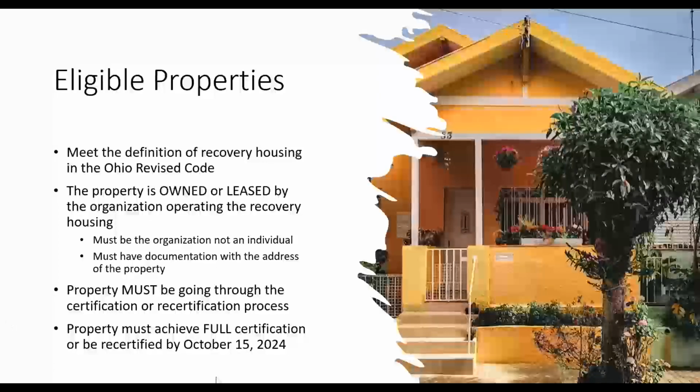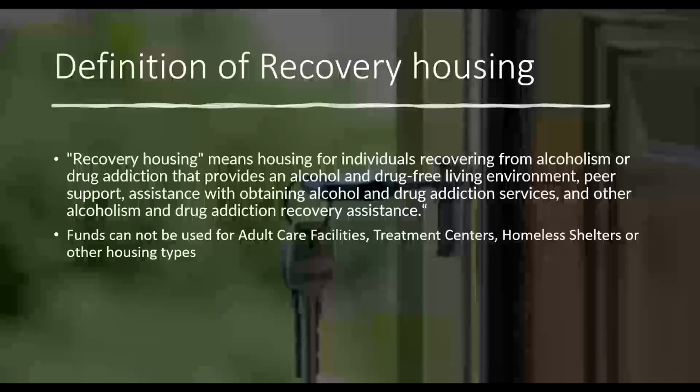So this means that if the property needs a huge major repair that's going to take you beyond October 15th, 2024, then you will not be eligible for the funds. We need to see in the application that your project timeline is within that date, and you're going to be eligible to complete all of your work by October 15th, 2024.